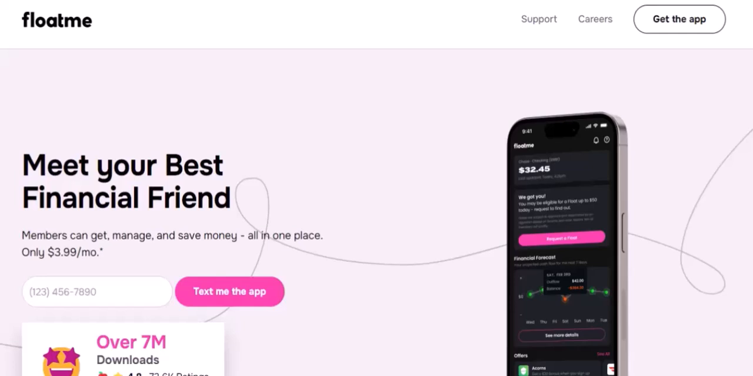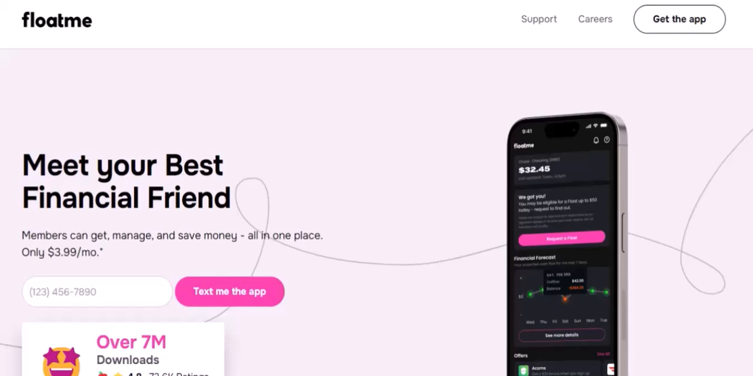Before we get into the specifics, let's understand what a FloatMe interest rate is in simple terms. Imagine you borrow money from a friend. They might ask you to pay them back with a little extra on top. That extra amount is essentially interest. In the case of FloatMe, it's the fee you pay for using their service.